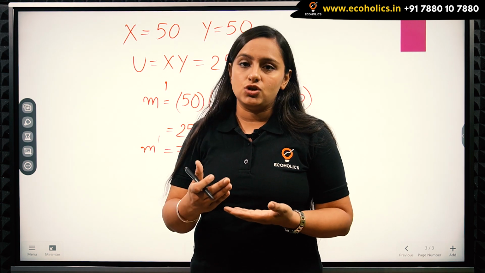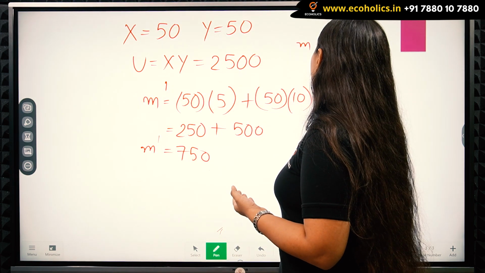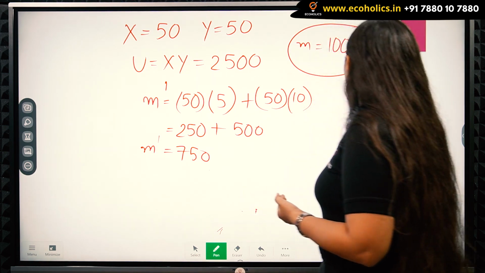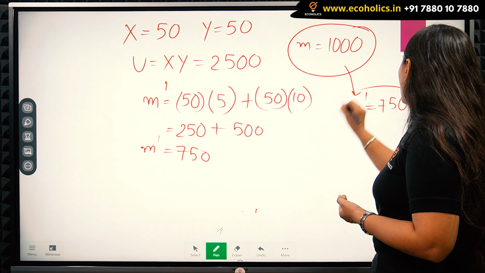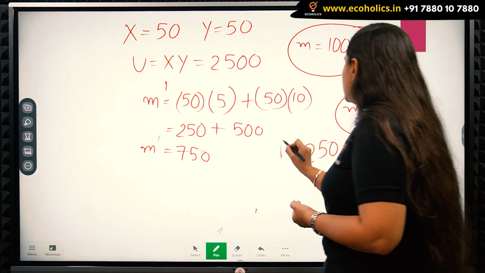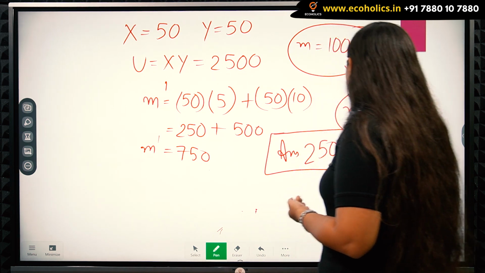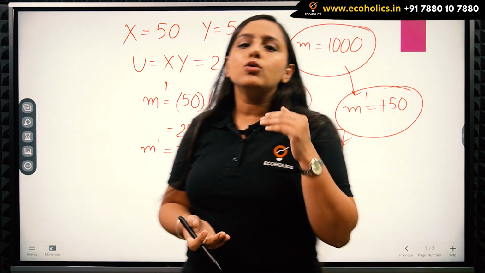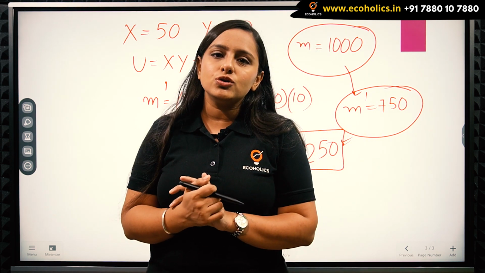So what is the change in income which will come? Earlier my income was 1000 rupees, in the budget constraint it was 1000 rupees. Now I want my income to be 750 rupees. So what is the compensating variation? How much change do I want? The answer is 250 rupees. There will be a reduction of 250 rupees in my income if I want my utility to remain at the same level. So this is the solution to this question.